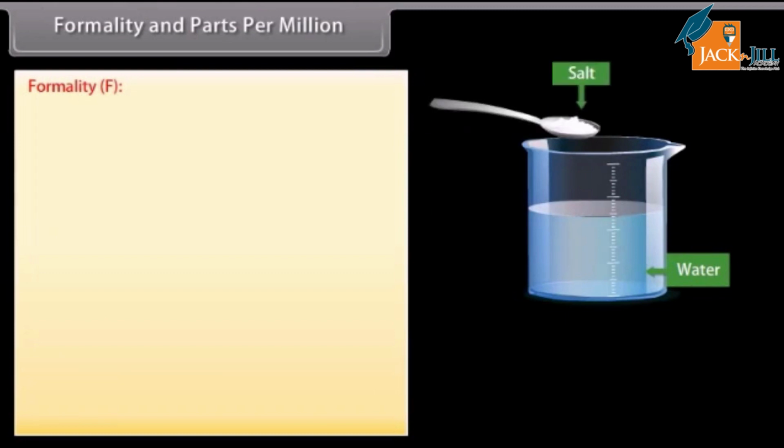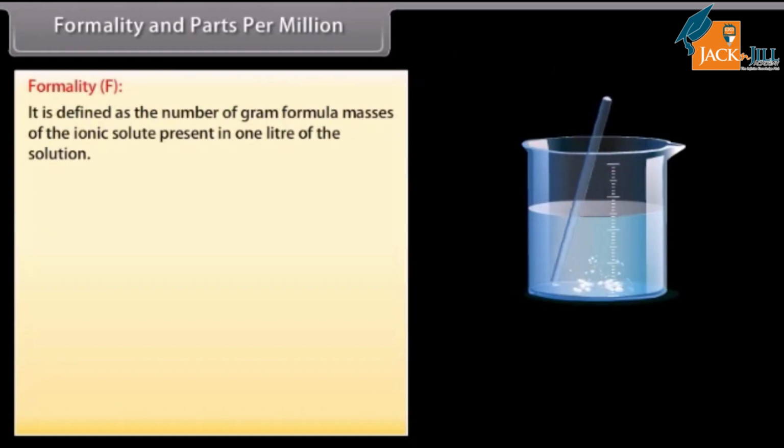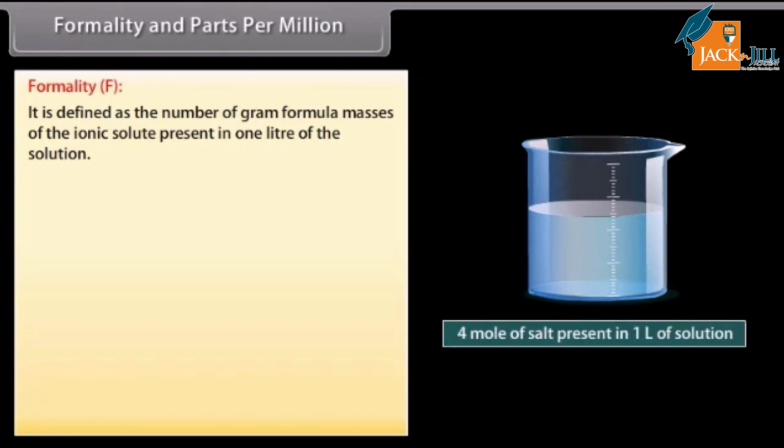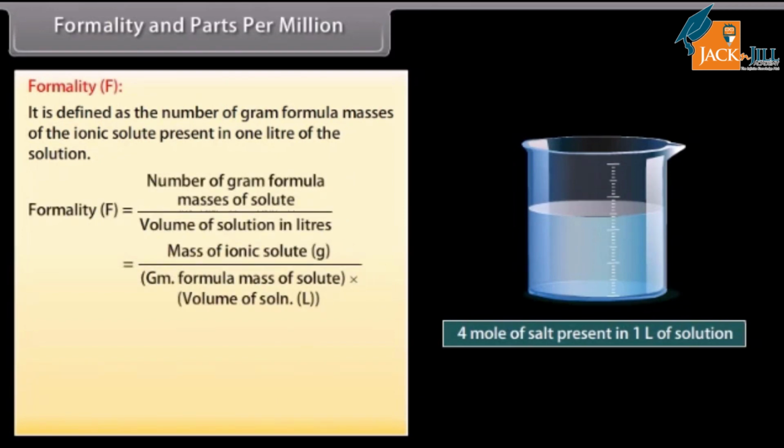Formality and parts per million. Formality. It is defined as the number of gram formula masses of the ionic solute present in 1 liter of the solution. It is represented by F. Mathematically, formality is represented by F is equal to WB in grams divided by product of gram formula mass of B and volume of solution in liter.